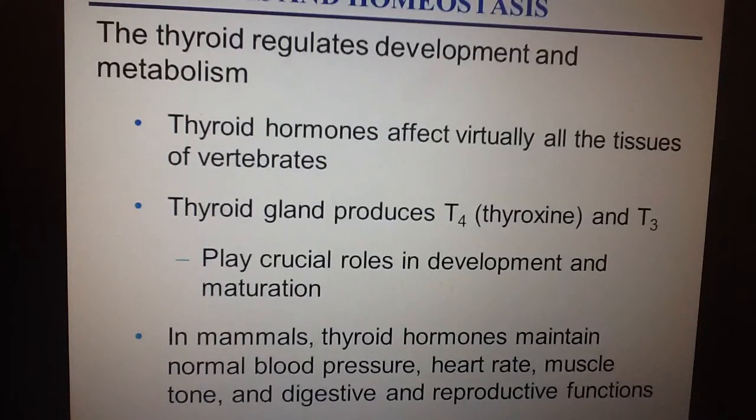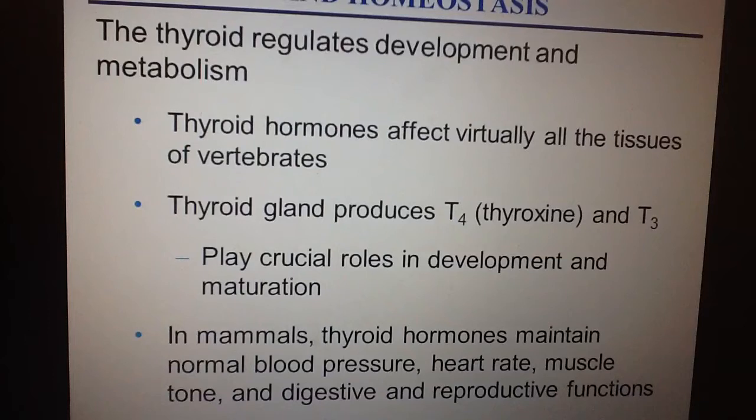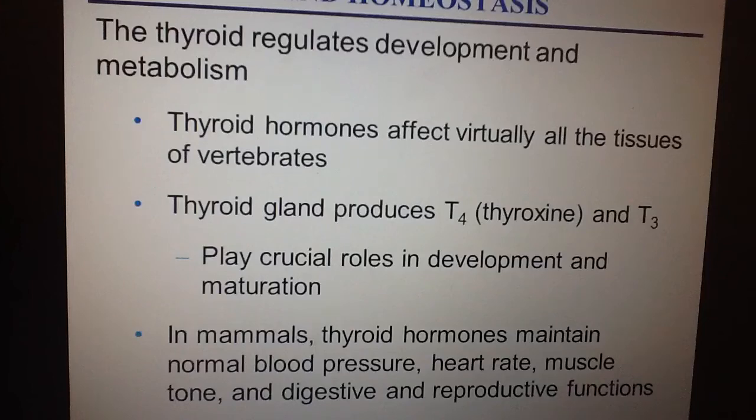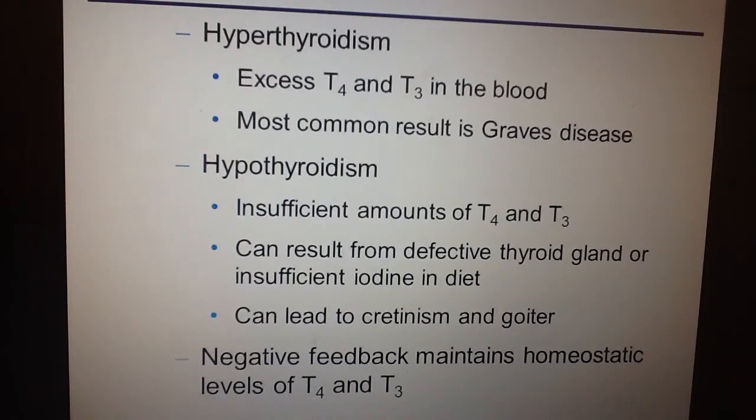What the thyroid hormones do is control our blood pressure, our heart rate, our muscle tone, and our digestive and reproductive functions. So if you're not sure what a hormone does, just assume that hormone is probably the thyroid, controlling almost everything in our body. If your thyroid is overactive and creating too much thyroxin, it's called hyperthyroidism, and one result is Graves' disease. Graves' disease looks something like this, with excess production around the eyes, kind of sunken, with discoloration.